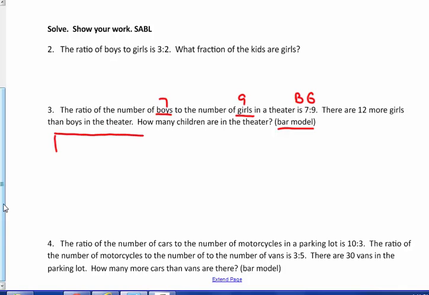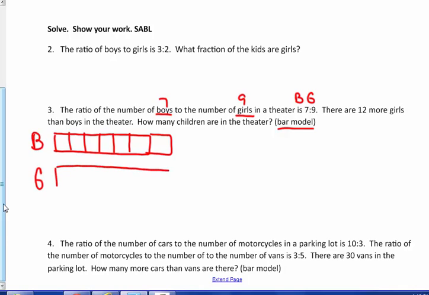So I'm going to draw a bar model with 7 sections. 1, 2, 3, 4, 5, 6. Gotta have another one on here. 7. So this is boys. 1, 2, 3, 4, 5, 6, 7. Yep. And girls, going to make it a little bit longer because it's 9.